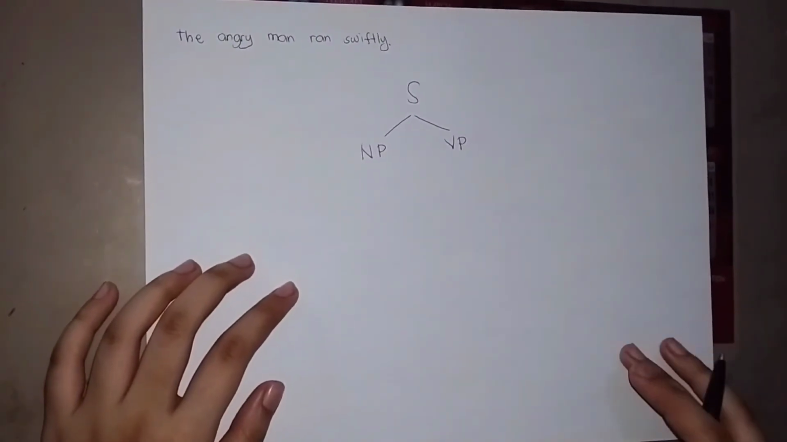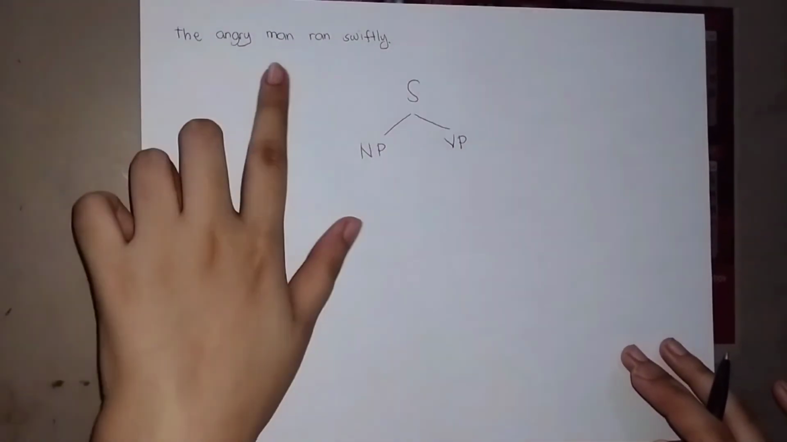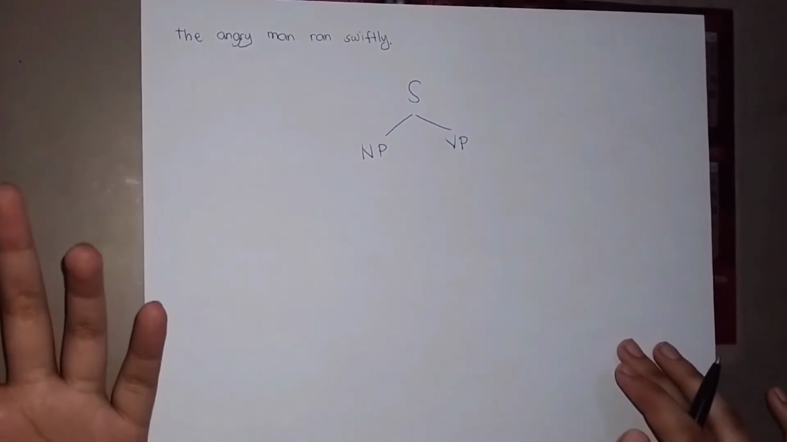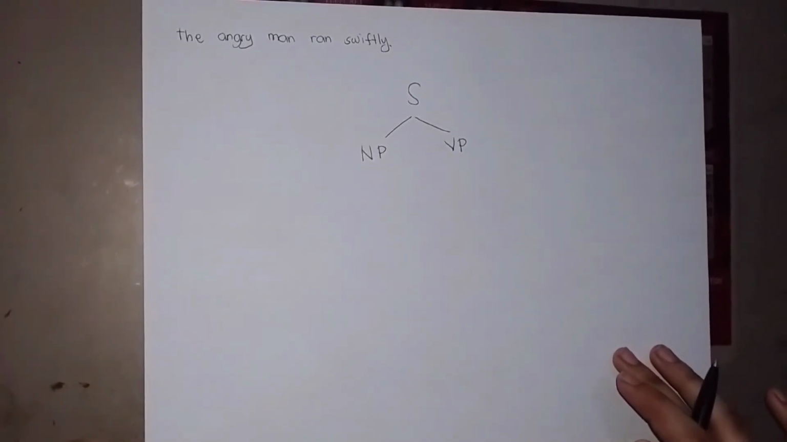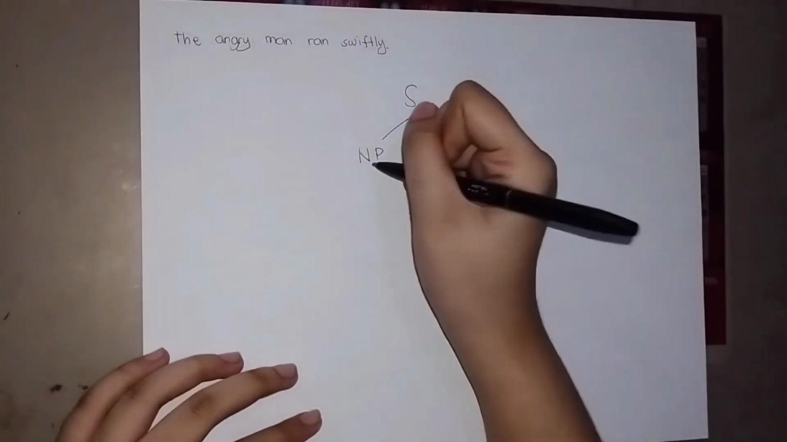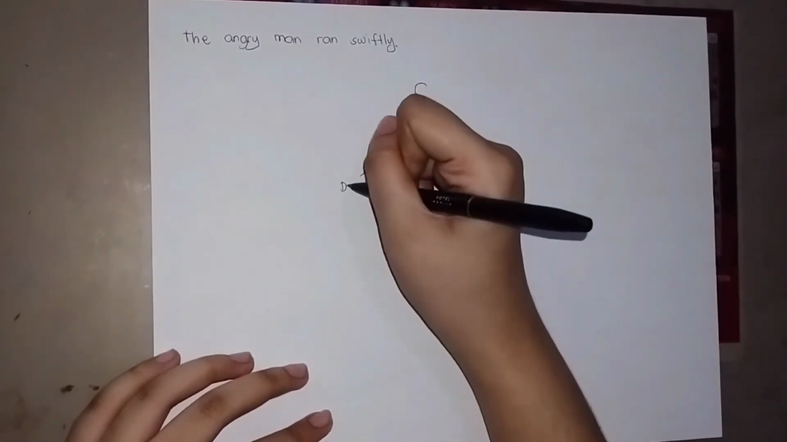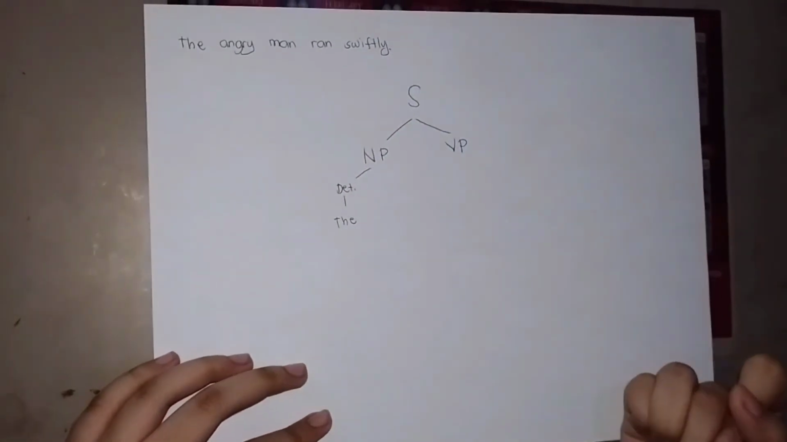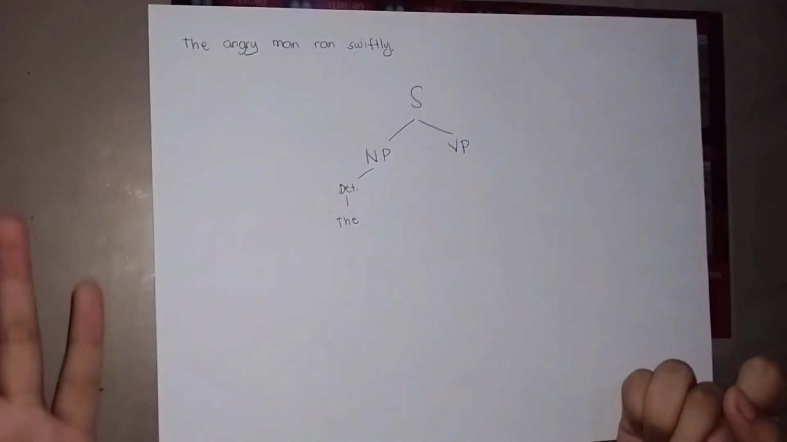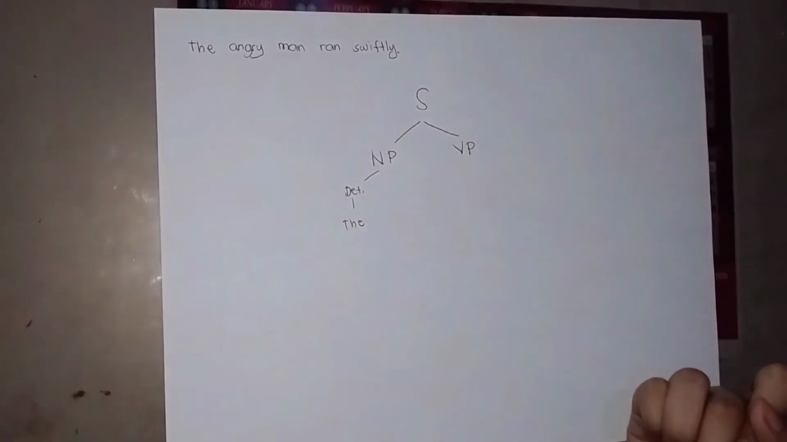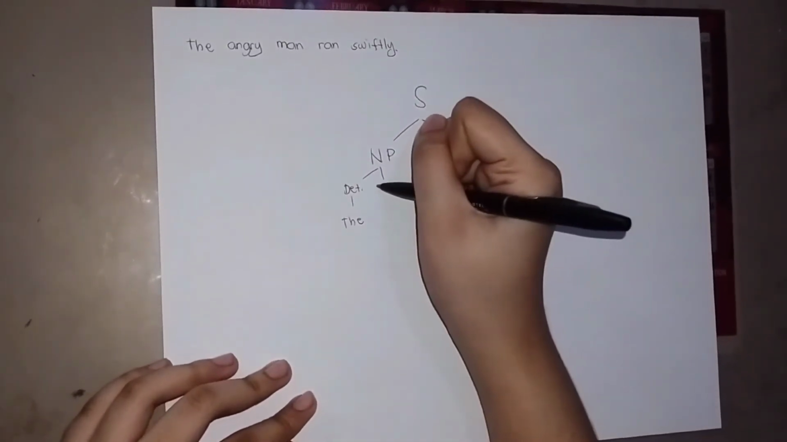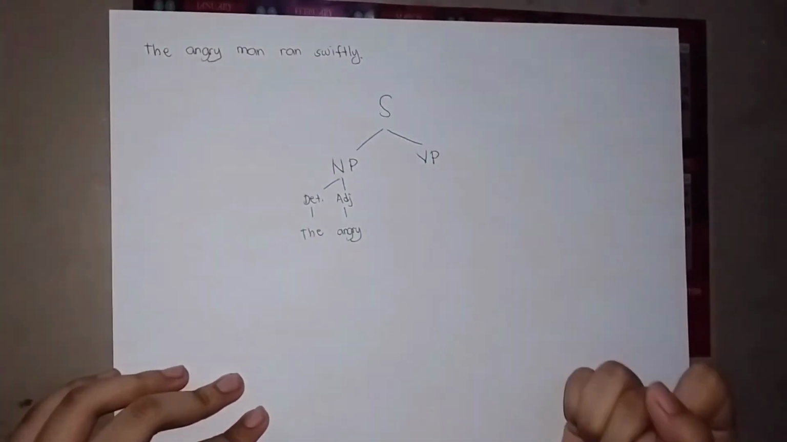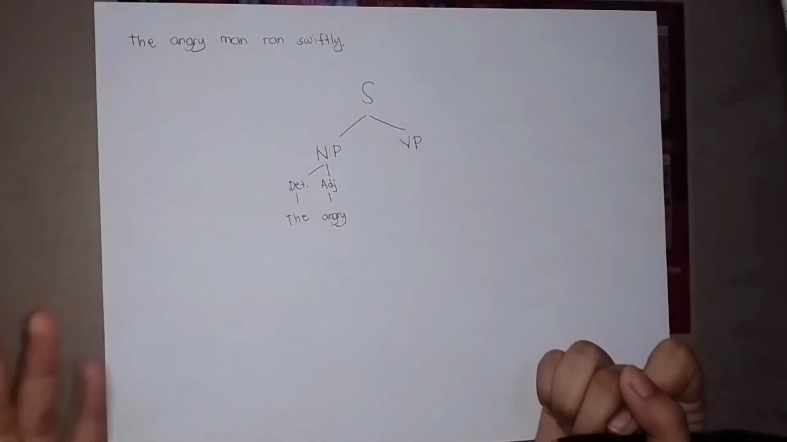Let's do a tree diagram for a sentence like the angry man ran swiftly. So let's start with the. What part of speech does that belong to? Of course, it is a determiner. So we have the determiner the. Then we have the adjective, which is angry. Let's put it down here. Lastly, we have the noun man.